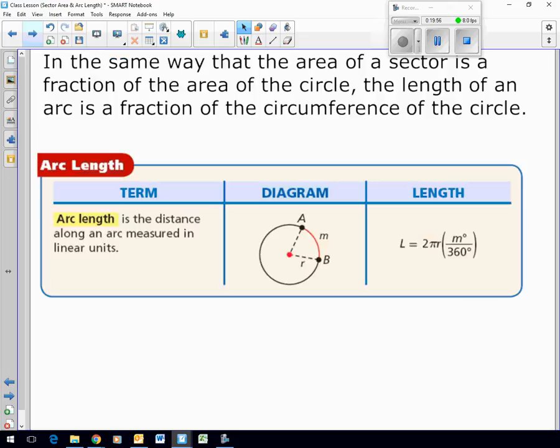Alright. We gotta get through this last part, and then I'm gonna give you a quick break, and then we'll go to the second half of the lesson. Okay? Alright. In the same way that the area of a sector is a fraction of the area of the circle, the length of an arc is a fraction of the circumference of a circle. So if we talk about arc length, we're talking about the distance along an arc measured in linear units.